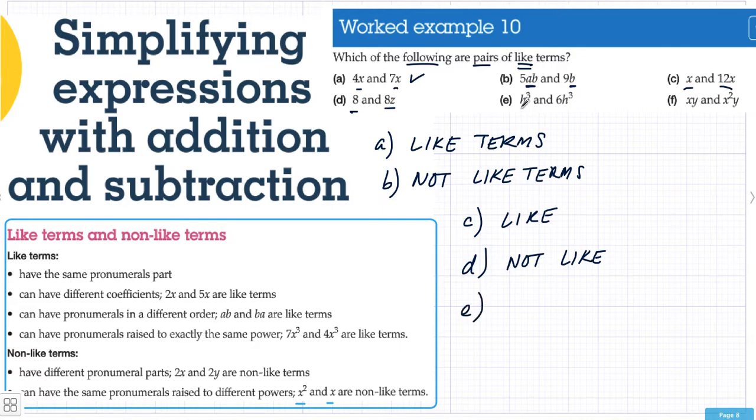Next thing, E. We've got h to the power of 3 and 6h to the power of 3. Now these are the same combination of letters here. The h cubed is the same. Doesn't matter about the numbers, remember, but we've got a h to the power of 3 in each term. So these are like terms. And the last one, we've got an xy and an x squared y. Now this is where you might think, oh, these are the same. But you've got a little power here on the x. Doesn't look exactly the same. This would have to be xy and xy for them to be the same. So these are actually also not like terms. So that's finding like terms and not like terms.